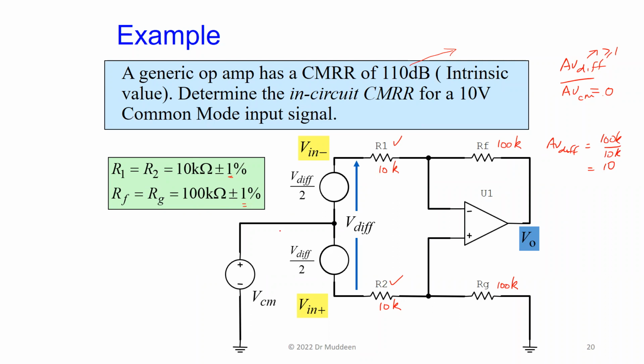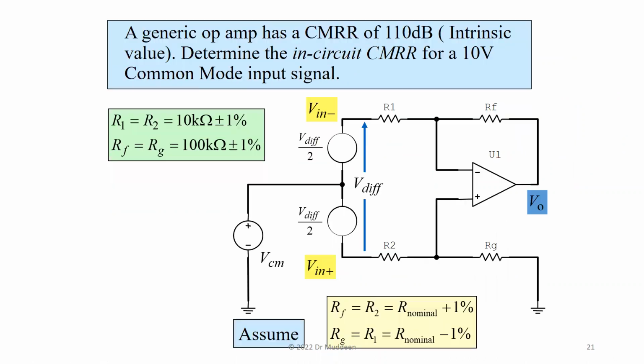We said that if you made these two match and you made these two match, then AV diff is simply RF or RG, whichever one, divided by R1 or R2. So it's 100K divided by 10K. If all the resistances were equal, AV diff would be 10, and AV common mode would be 0. You could go back to the previous slides where we had the formula that we derived. So let's see what happens now.